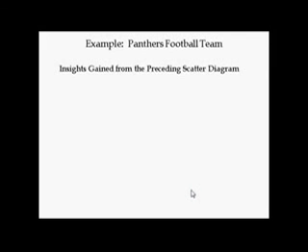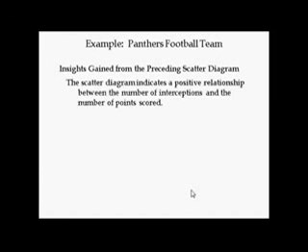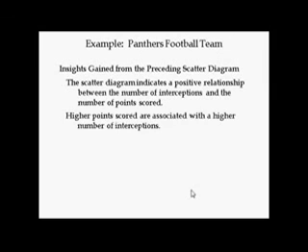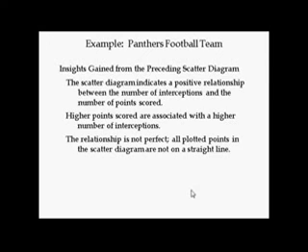The scatter plot helps us gain a deeper understanding of the relationship between interceptions and points scored. The diagram indicates a positive relationship exists between interceptions and points scored. The team scores more points as the number of interceptions rise. This relationship is, of course, not perfect because there are a lot of variables that go into points scored.